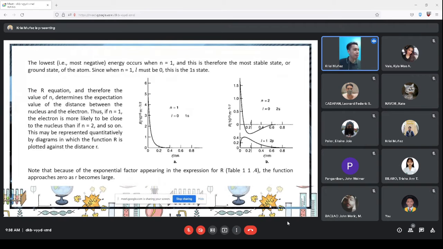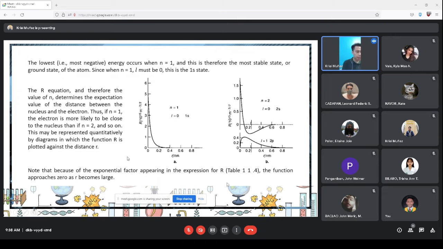So for the R versus R graph, along the x-axis you'll be plotting the R values, the coordinate, and then the R equation values, or the R wave function values, on the y-axis. So you would have these graphs, class.